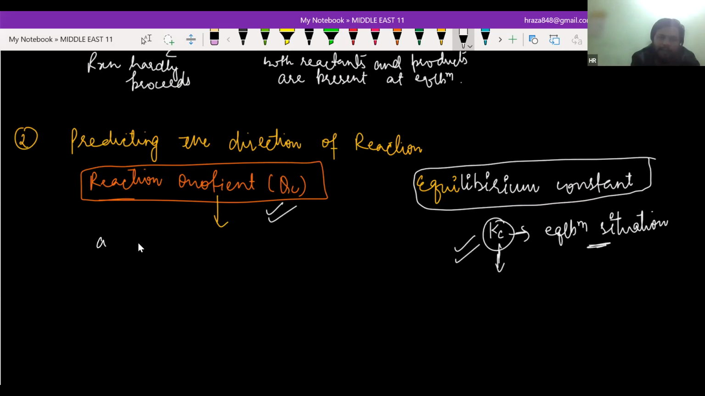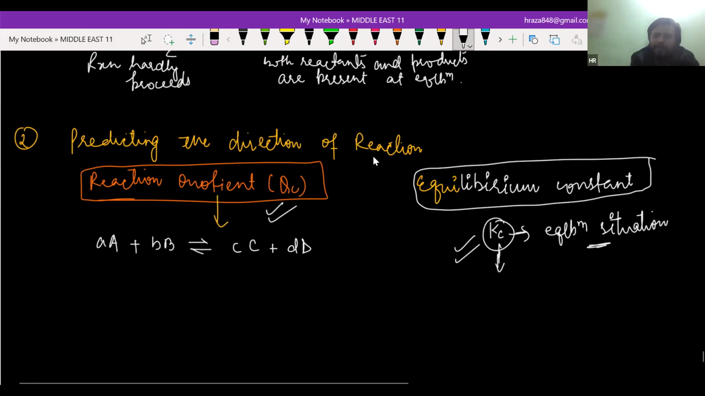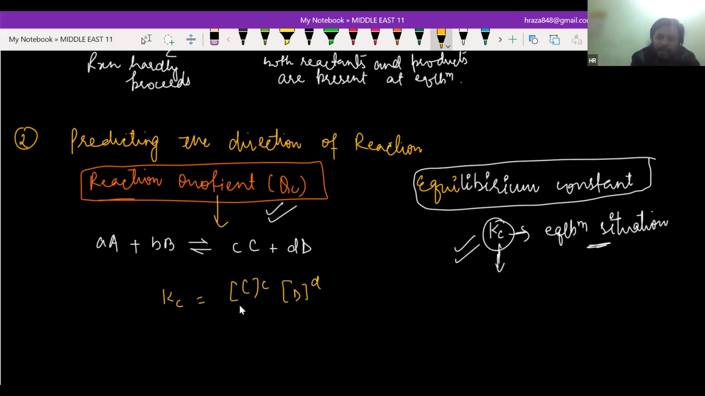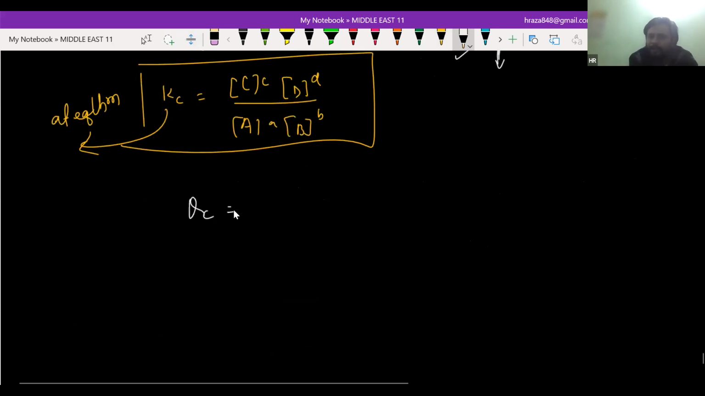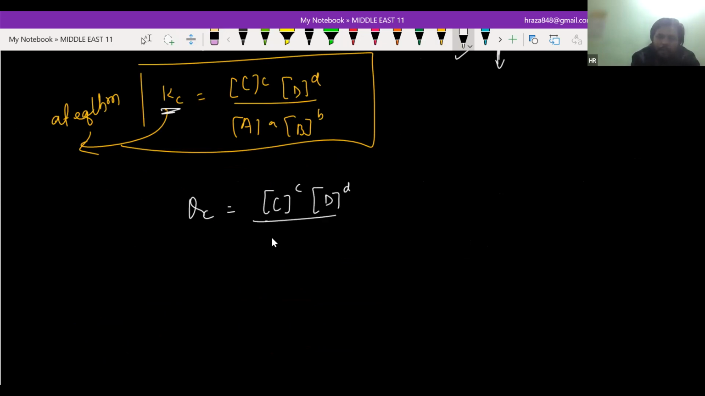Like if we are writing aA plus bB gives cC plus dD, and Kc is equal to C raised to the power c, D raised to the power d upon A raised to the power a and B raised to the power b, that means this situation is at equilibrium. But Qc is calculated in the same way that we calculate the value of Kc, so it will be C raised to the power c, D raised to the power d upon A raised to the power a and B raised to the power b.